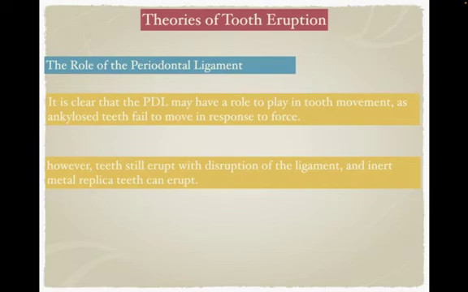However, we still have another theory, the periodontal ligament. The periodontal ligament is surrounding the tooth, and the theory is that the pressure from the root elongation and the periodontal ligament will result in the tooth eruption. However, they did an experimental study in which they caused disruption of the periodontal ligament, and the teeth still erupt. However, if a tooth is ankylosed, it will not move.